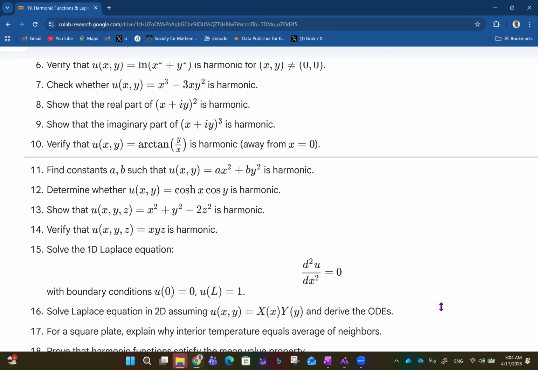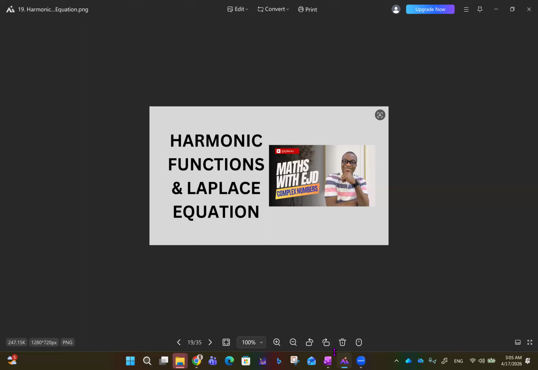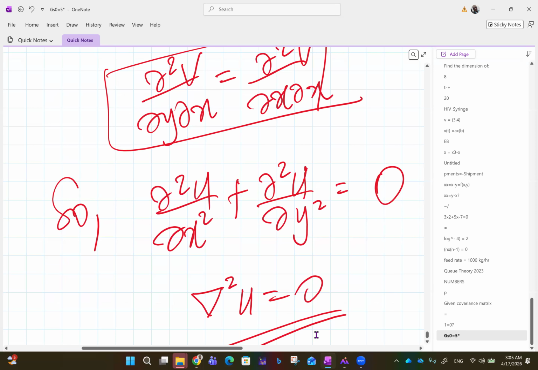Then the other question: I'll be solving 10 and 20. For 20, that's a lot of work, but I'll see to it. Using the finite difference method, write the update formula for the Laplace equation and explain its meaning. So you have u sub i,j equals 1 over 4 times u sub i plus 1,j plus u sub i minus 1,j plus u sub i,j plus 1 plus u sub i,j minus 1, like that. So let's go ahead and do that. I'm taking questions 10 and 20.